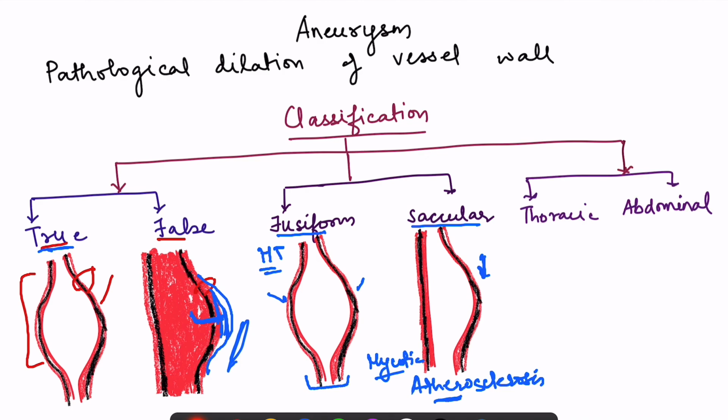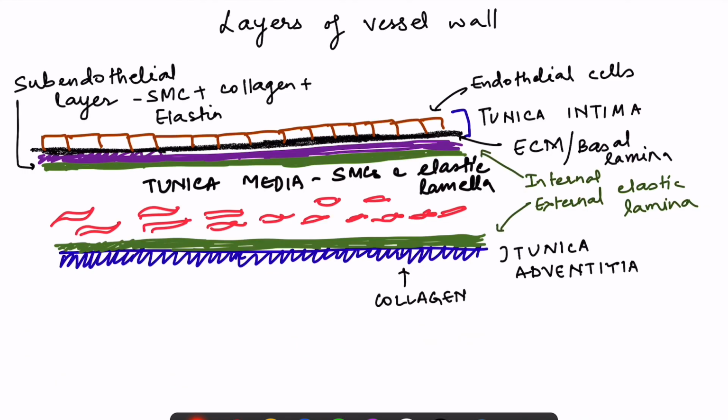Then the third classification is based on location. These aneurysms we generally see in the aorta. So we have a thoracic aortic aneurysm or an abdominal aortic aneurysm. There can be involvement of other vessels as well, but we will limit to the involvement of the aorta. Okay. Now, before we understand the pathogenesis of aneurysm, we should know a little bit about the layers of the vessel wall.